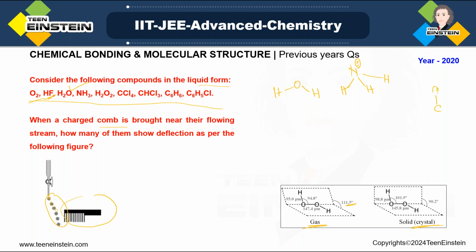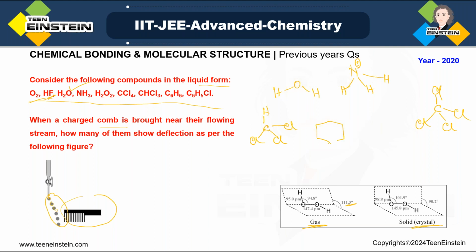CCl4, now this is symmetrical tetrahedral, and here one bond's dipole moment will be cancelled by the other bond's dipole moment. So here it will be non-polar. Chloroform. Now chloroform is just like CCl4, the only difference is you now have one hydrogen instead of one chlorine. So this will have some dipole moment.